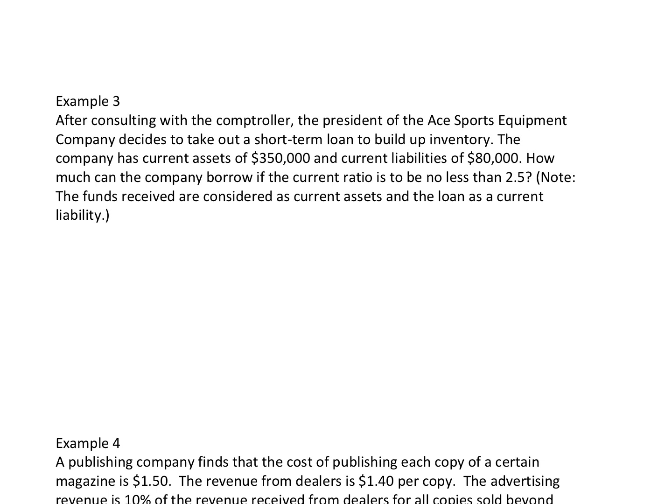Okay, number 3. After consulting with the comptroller, the president of the Ace Sports Equipment Company decides to take out a short-term loan to build up inventory. The company has current assets of $350,000 and current liabilities of $80,000. How much can the company borrow if the current ratio is to be no less than 2.5? Note, the funds received are considered as current assets and the loan as a current liability.